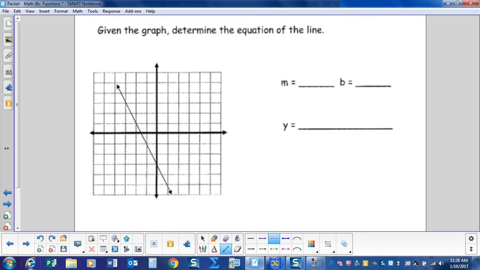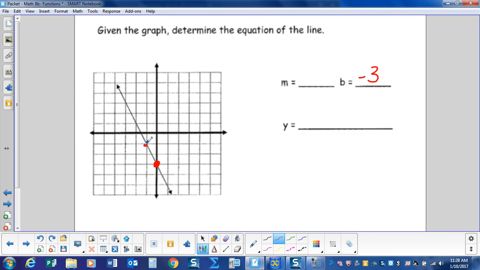All right, now we're going to be given the graph. We're going to work backwards and determine the equation of the line. So to write the equation of the line, I need the slope and the y-intercept. So first I'm going to find this y-intercept. 1, 2, 3. So that's a -3.